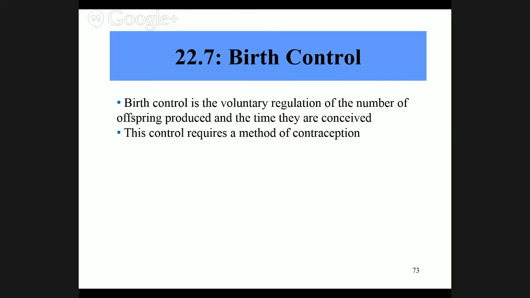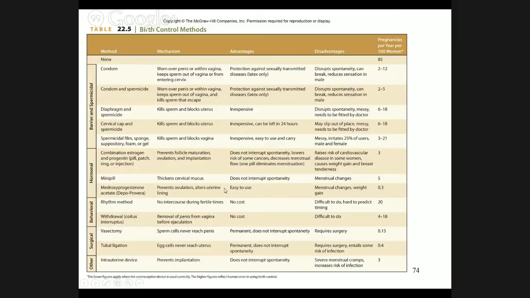Birth control is just a voluntary regulation of the number of offspring produced in the time you're conceived. This control requires a method of contraception. And here's a list of different birth control methods, all the way from the condom to withdrawal to the intrauterine device. It gives the mechanism, advantages, disadvantages, and the number of pregnancies per year per 100 women.